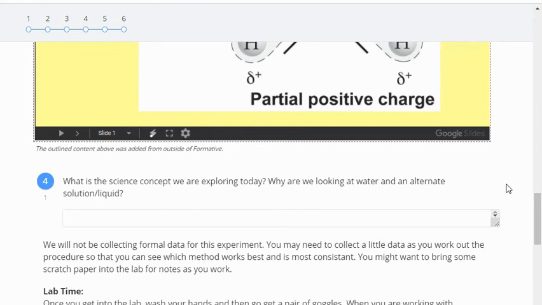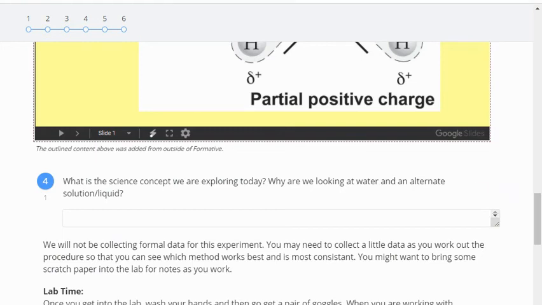So why are we looking at water and an alternate solution or liquid? What's the purpose of looking at something besides water? Okay, to see how when we make a solution, does it change that cohesive ability of water to stick to itself? Or if we use a different liquid, is it the same kind of polarity, and will you have the same kind of surface tension and cohesion?